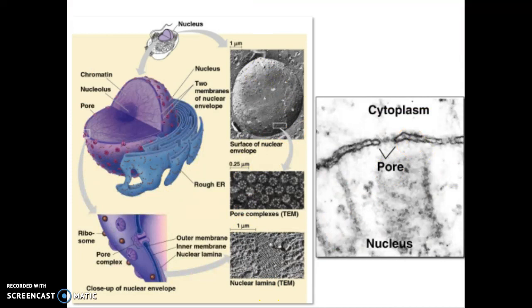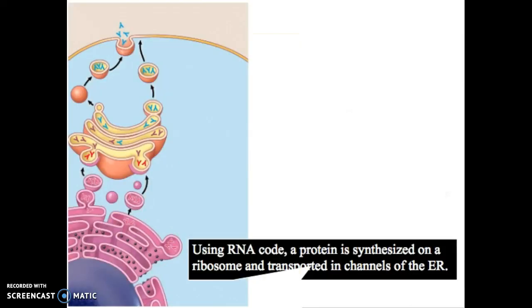So just to continue to remind you about those micrographs and where we would see some of this stuff, you can see here's a micrograph of the actual nuclear pore. There's the nucleus and there's the cytoplasm. And a couple of micrographs of the pore complexes, the surface of the nuclear envelope, and the nuclear lamina. Okay, so in your notes, you can see that there are 1, 2, 3, 4, 5 steps. This correlates with that first step. So using the RNA code, a protein is synthesized on the ribosome and transported in channels of the endoplasmic reticulum. Remember, as you do this, you can always pause and catch the information.